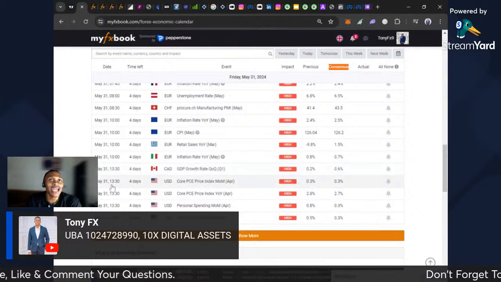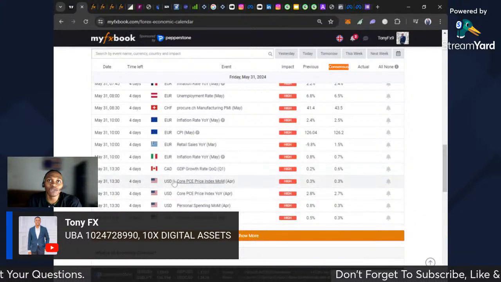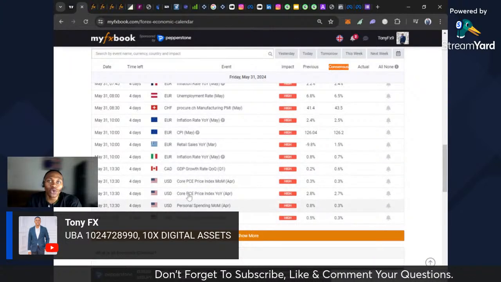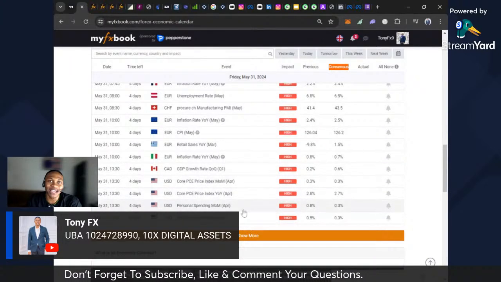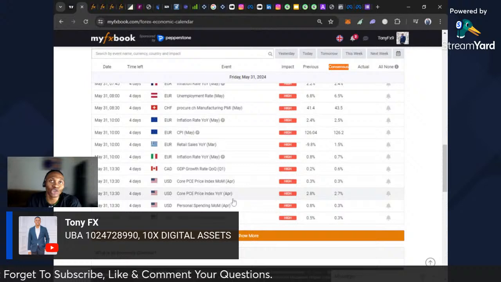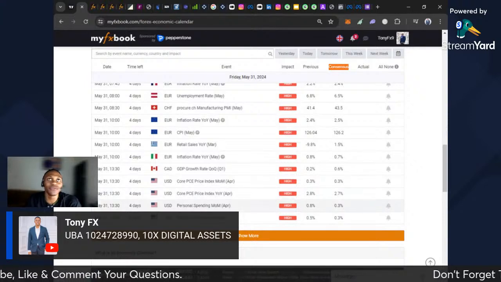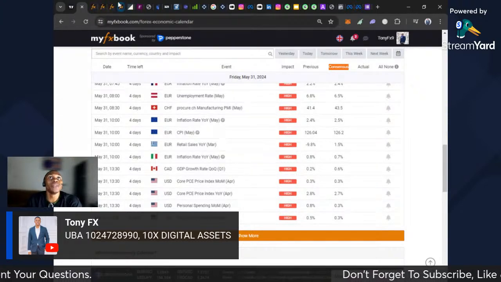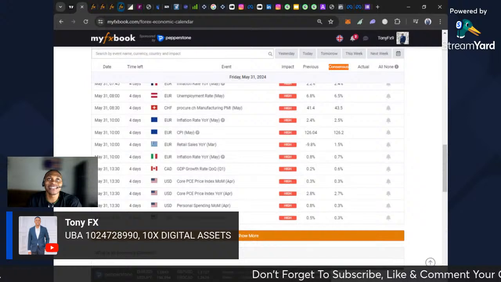Then on Friday as well, to end up the week, we have core PCE and personal spending. I don't look forward to this news. I don't really give it much attention because it doesn't have high impact. Okay, on the top 10 high impact news, it doesn't give high impact at all. So with that said, let's move to the next segment of this particular seminar.